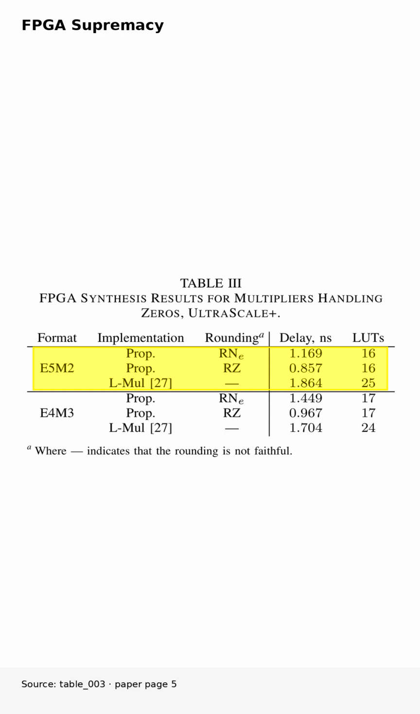Notice the dashes under the rounding column for the LMUL rows, coupled with the footnote below, indicating that its architecture does not provide faithful rounding. By relying entirely on those streamlined integer equations, the proposed hardware remains fundamentally faster, smaller, and mathematically exact, comfortably outclassing modern approximate architectures on standard FPGA fabrics.